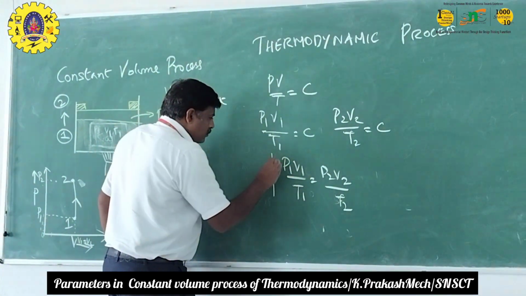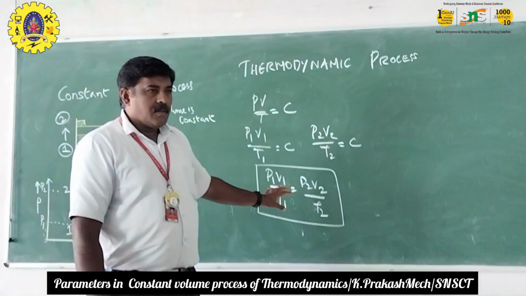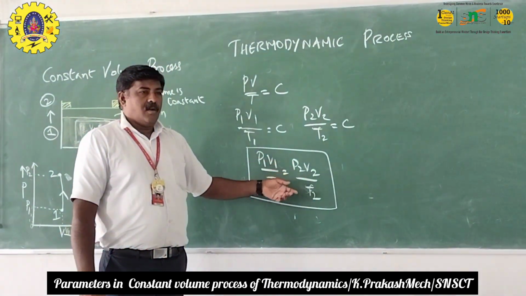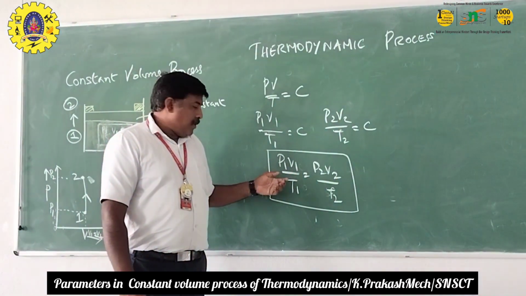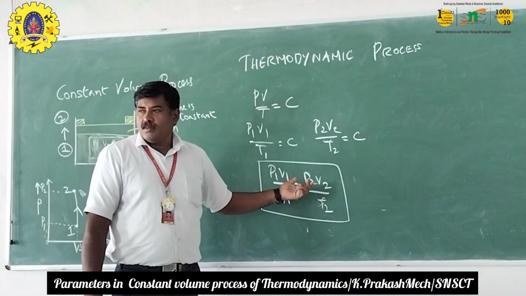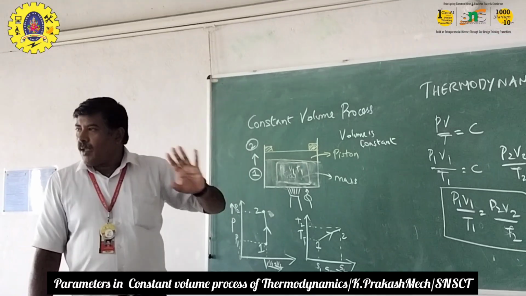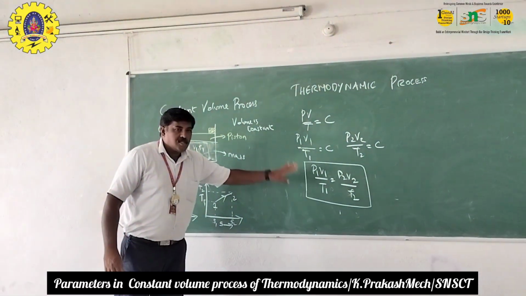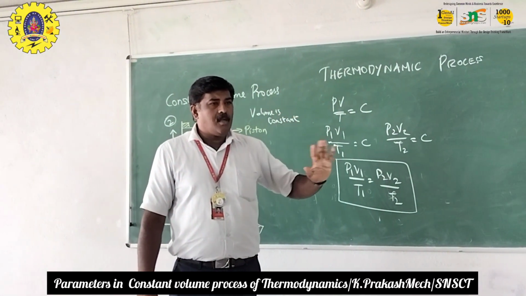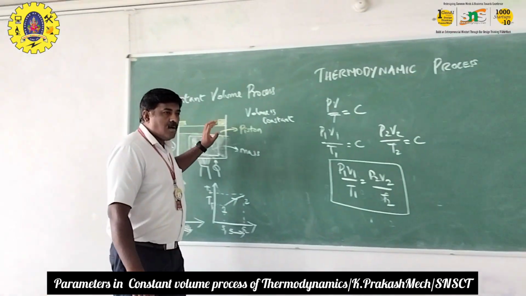This is the general gas equation which we are getting. By using this, if we know any five values, we can find out the other values. In a problem, if P1, V1, T1, P2 and T2 are given and we don't know V2, we can find V2. So any value can be found by using this equation. This equation is common for all processes: constant volume, constant temperature, isochoric, isentropic, all the processes.